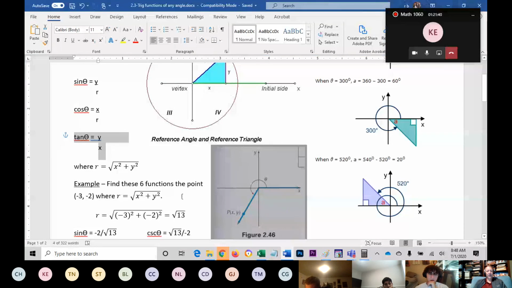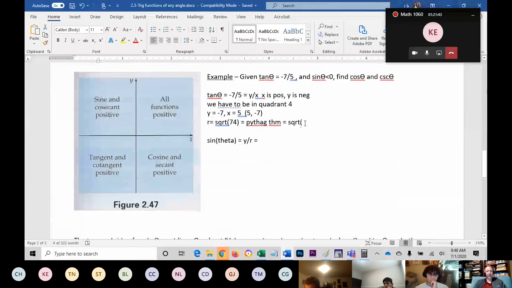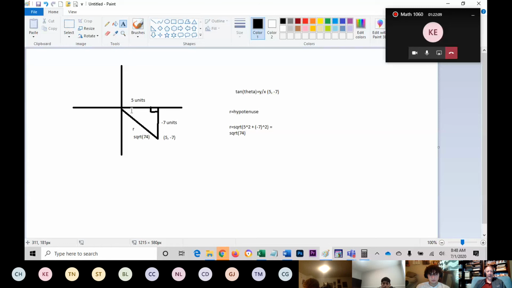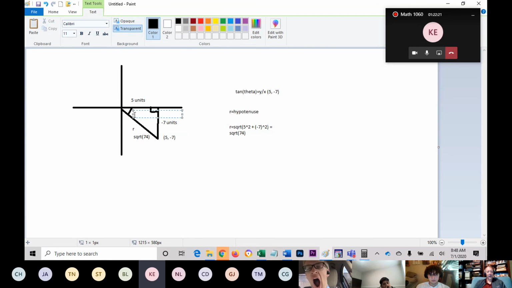But okay, so as we go back to here, this is 5 squared plus -7 squared equals the square root of 74. Okay, so we know what our r is. Now, using this coordinate right here, what would be the sine of this? If this is my angle here, what's the sine if we call that a? Would it be -7 over the square root of 74?